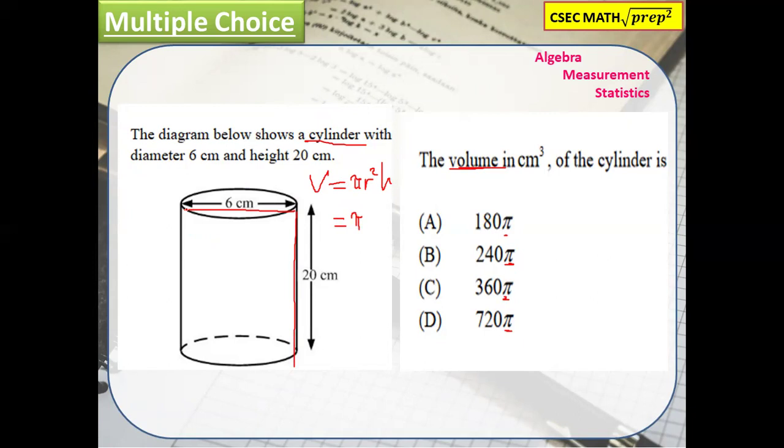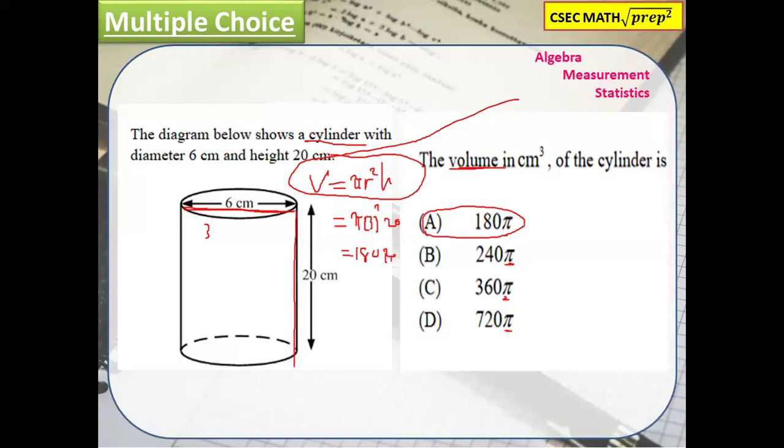And then the diameter is 6. That means half of the diameter, which is the radius, is 3. But the formula said that we should square 3 and then multiply it by the height, which is 20. And what we're going to have is now 3 times 3 is 9, times 20, that's 180. And we're using back the pi. So our answer is simply A, 180 pi. Remember, make reference to the formula sheet when you're in the exam.